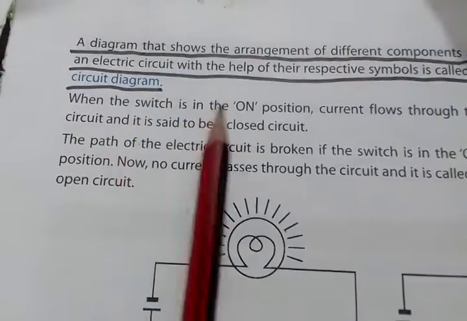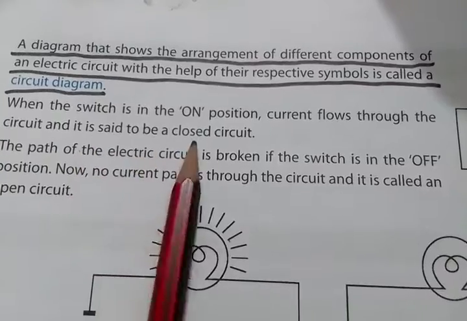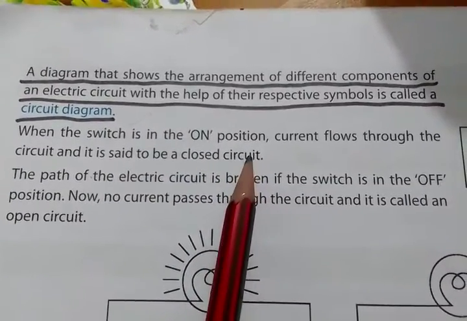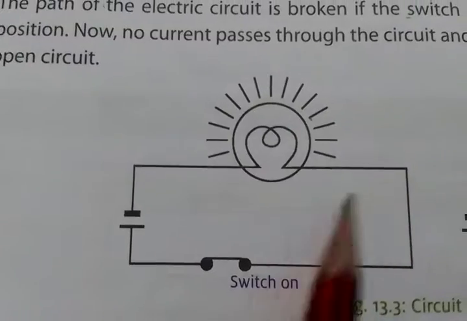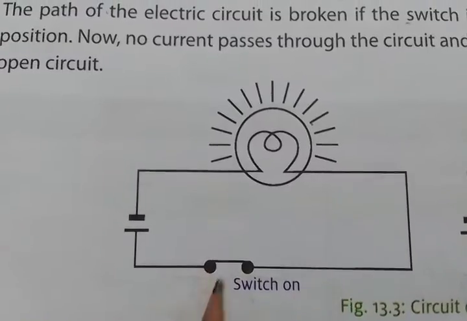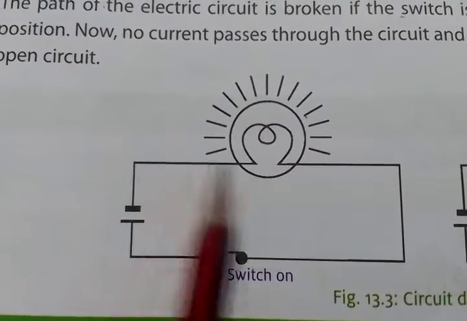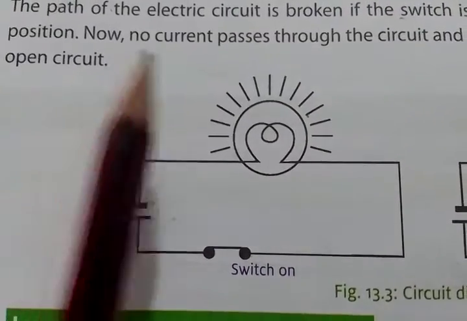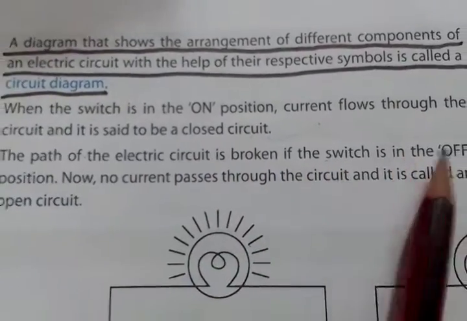Now let's learn it. When the switch is in on position, current flows through the circuit and it is said to be in a closed circuit. When the switch is on, the current flows through that wire, so that is known as a closed circuit. And this is the switch in on position through which the current is flowing, and this is the cell symbol.